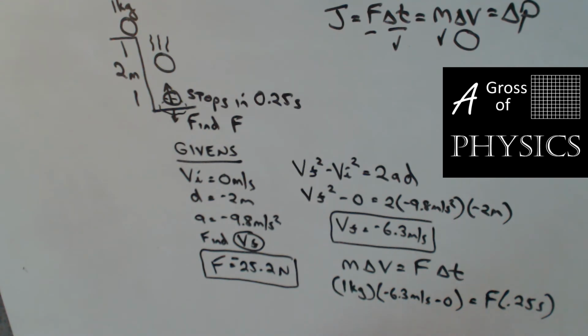Most problems will ask for the magnitude, which means just the size, not the direction. So you only have to worry about the 25.2. But if the direction is part of the problem, the ground would apply a force upward, opposite its motion.